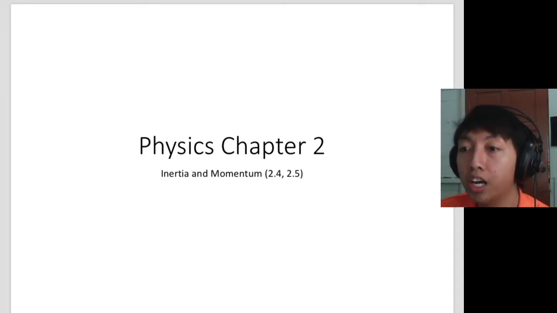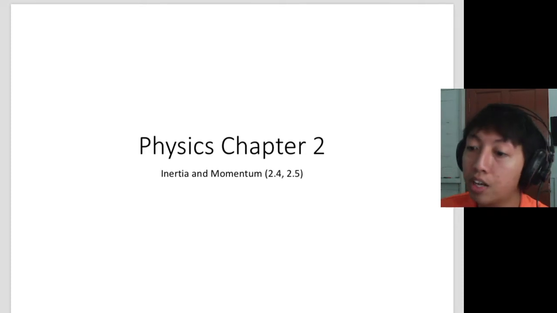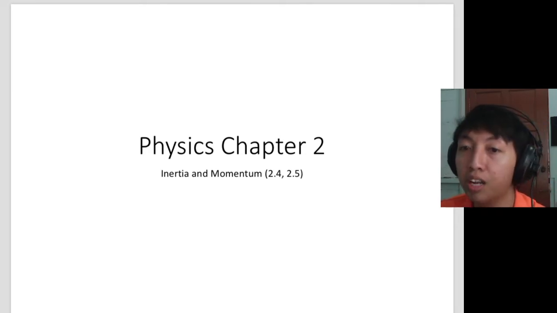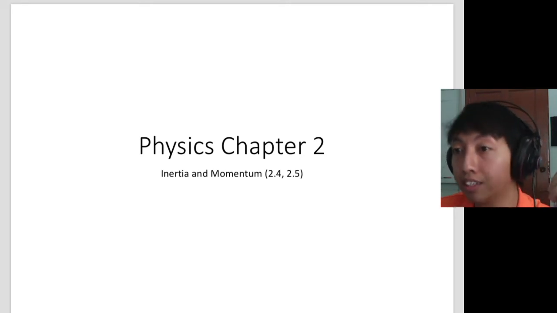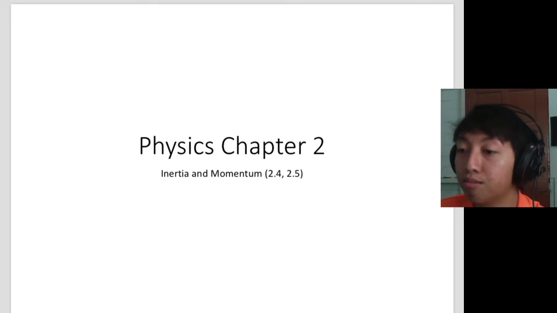So inertia and momentum. So just for your information, these two topics, inertia and momentum, are actually very closely related to each other, which is why I decided to cover both of them in just one lesson. If you can understand inertia, then you can understand the idea of momentum.